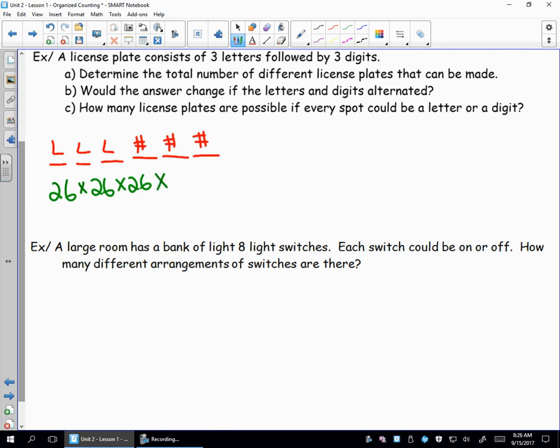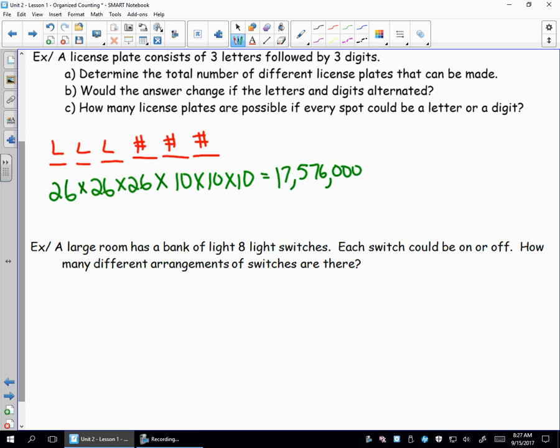And then I need some numbers. Now careful here. Most people think the numbers 1 to 9, but don't forget about the number 0. There's actually 10 choices for numbers. So 10 and 10 and 10. Or if you want to, 26 to the 3 times 10 to the 3. That's the exact same answer, right? Okay, put that in our calculators. We got 17,576,000 different combinations.